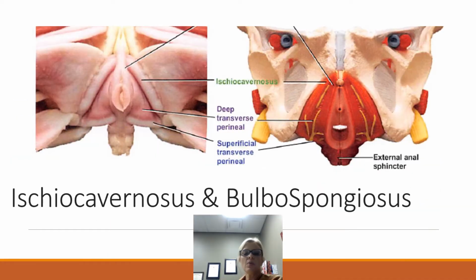So the ischiocavernosus and bulbospongiosus. Ischiocavernosus is paired cord-like muscles. They assist in maintaining erection of the penis, or in women, the clitoris. The origin is going to be on the ischial tuberosity, and the insertion is going to be on the erectile tissue itself, which is the corpus cavernosa of the penis or the clitoris.